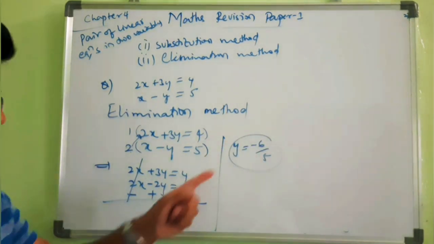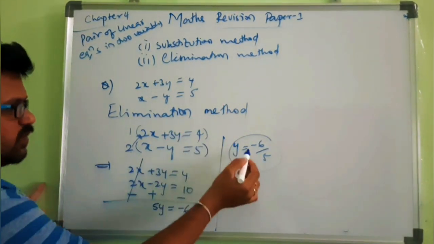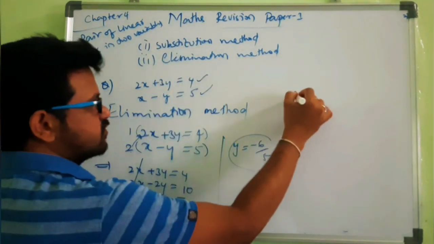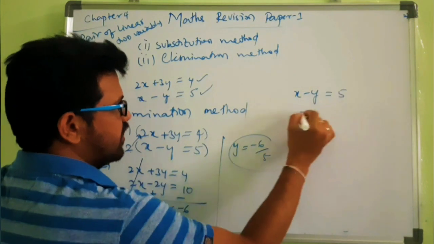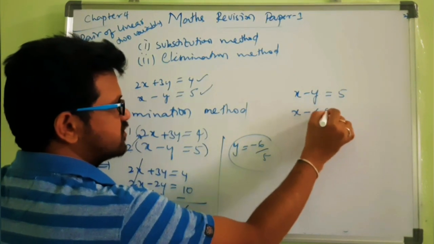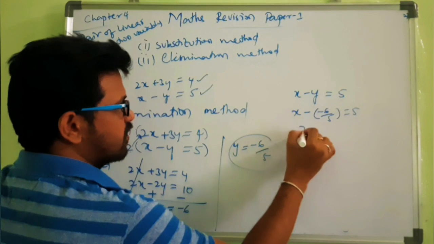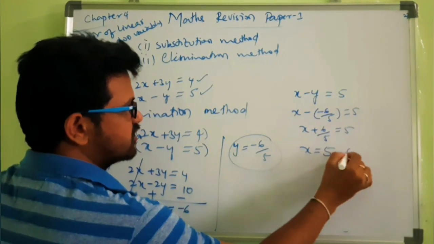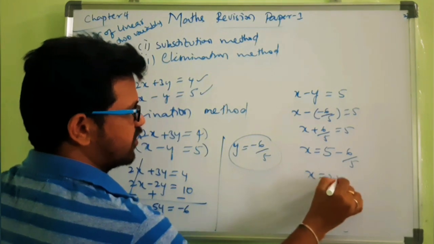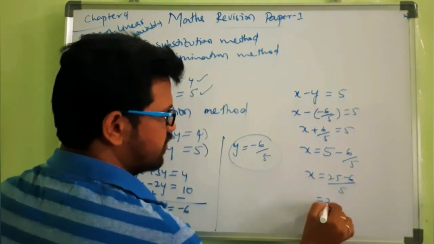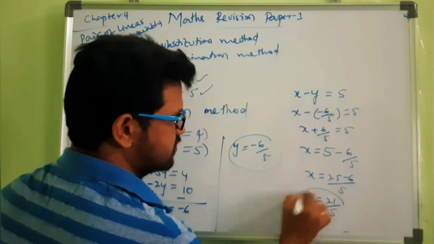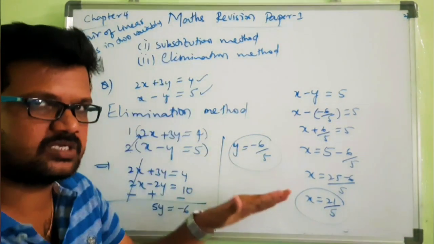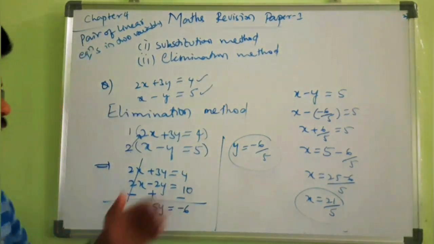In substitution method also we got the same answer. So this y value we substitute in either one of the equations: x minus y is equal to 5. x minus of minus 6 by 5 is equal to 5, so x plus 6 by 5 is equal to 5. x is equal to 5 minus 6 by 5, that is x is equal to 25 minus 6 by 5, which is 21 by 5. So in elimination method also we got the same values.